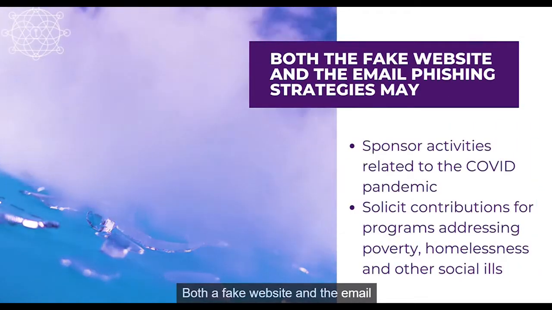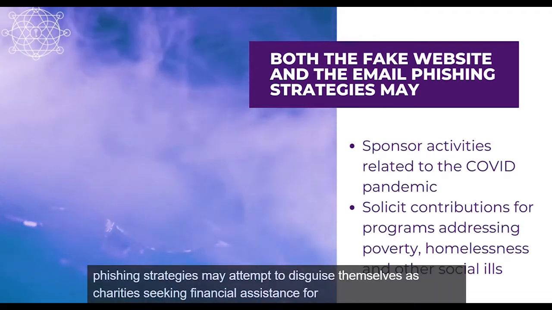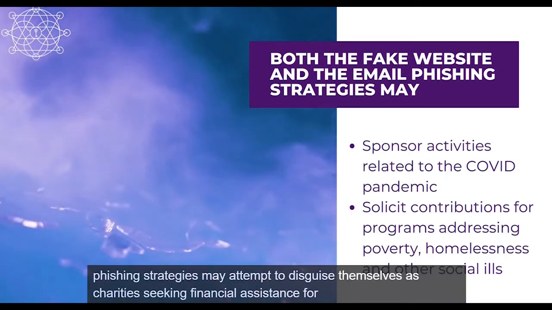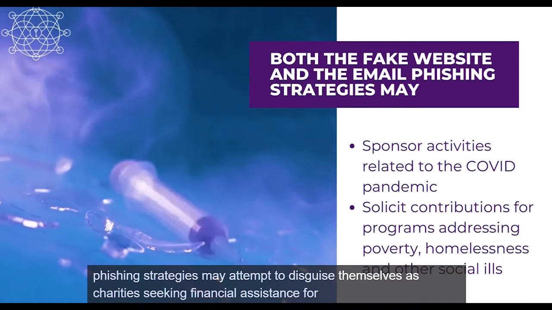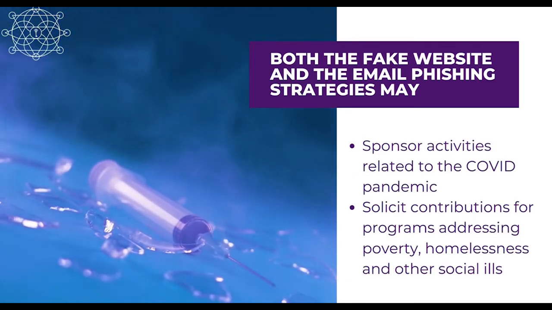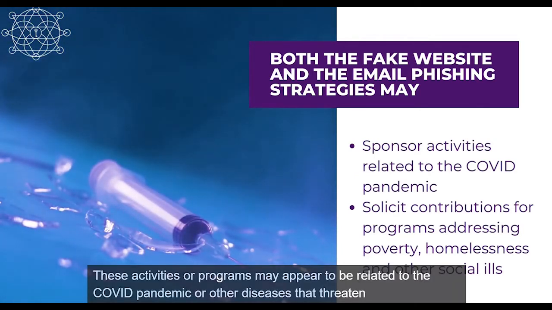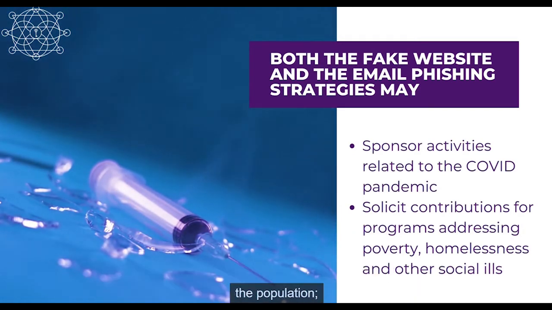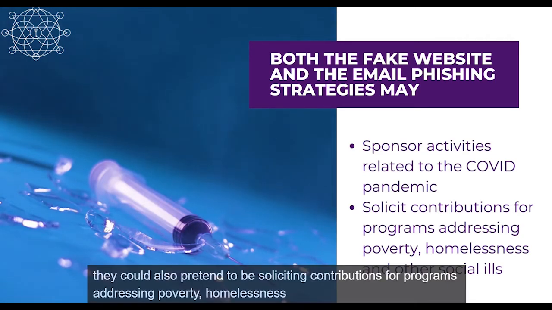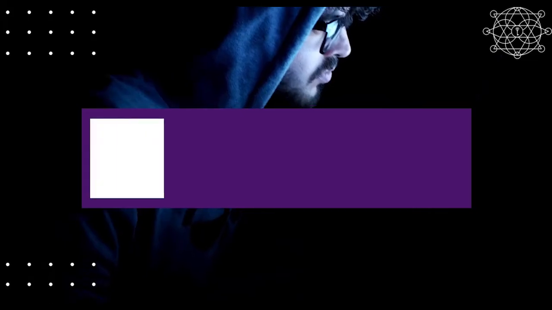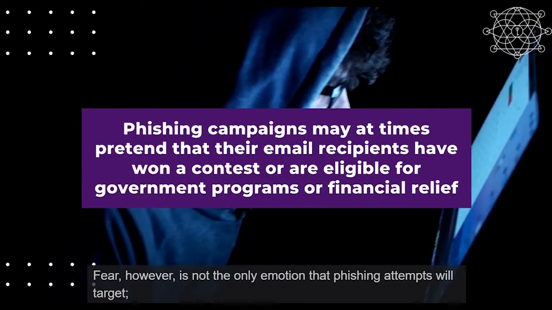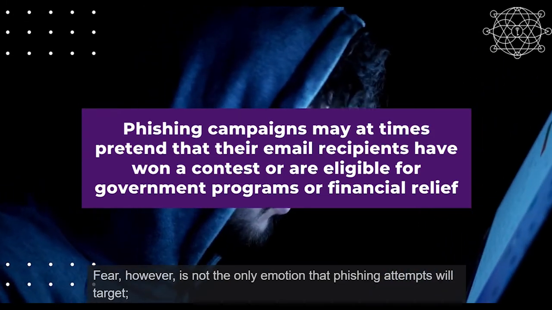Both the fake website and the email phishing strategies may attempt to disguise themselves as charities seeking financial assistance for the activities they sponsor. These activities or programs may appear to be related to the COVID pandemic or other diseases that threaten the population. They could also pretend to be soliciting contributions for programs addressing poverty, homelessness, and other social ills. Fear, however, is not the only emotion that phishing attempts will target.